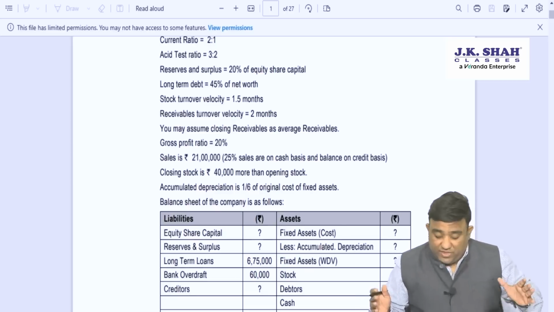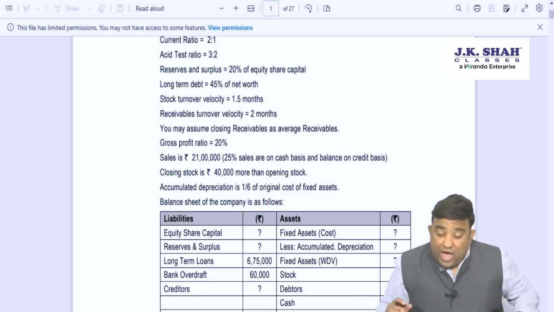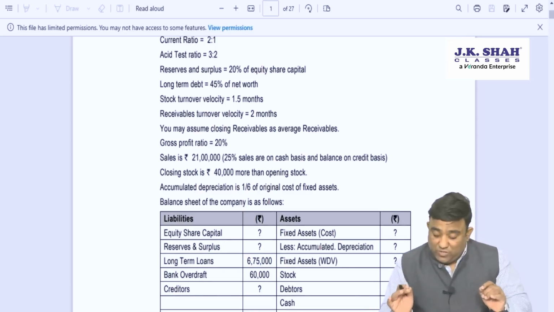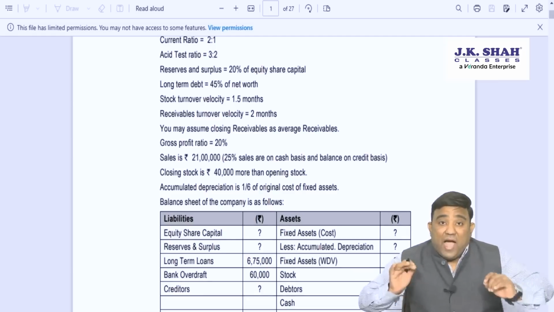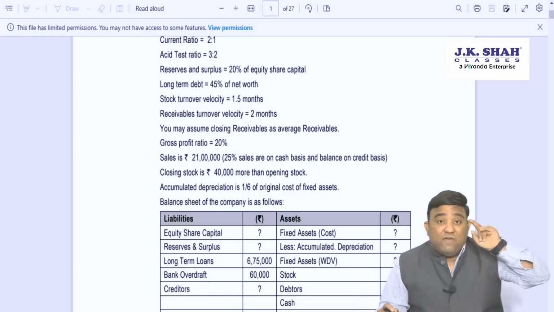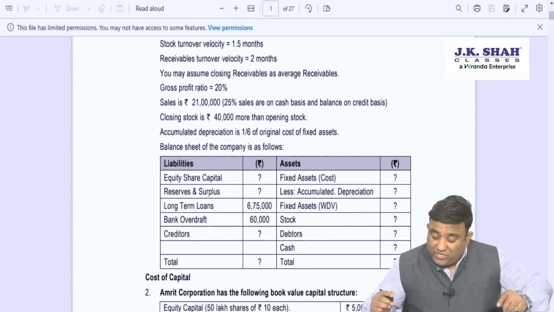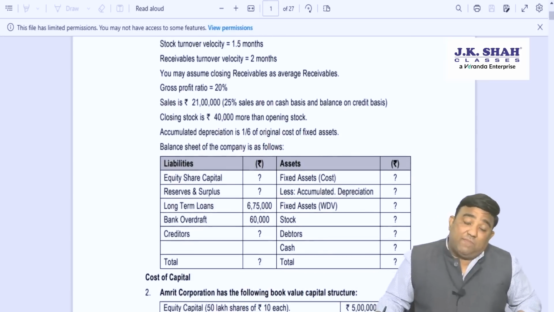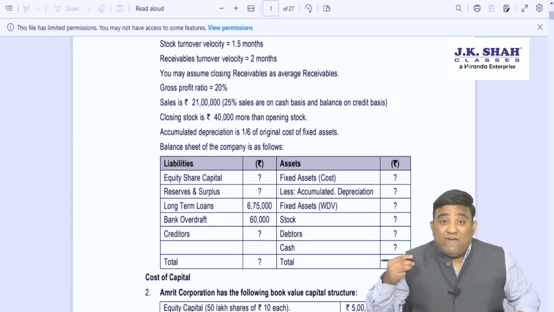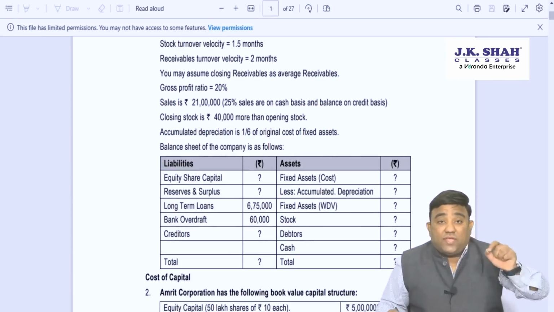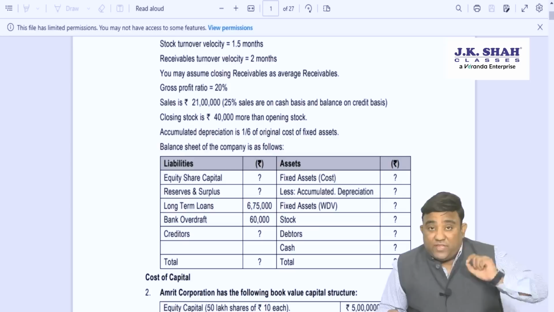Closing stock, obviously, is different from the opening stock. It is 40,000 more than opening stock. Accumulated depreciation, students, that means by default it will strike your mind that fixed asset is running at cost. Accumulated depreciation is 1/6 of original cost of fixed asset, meaning thereby whatever the value of fixed asset is, 1/6 is going to be your depreciation.